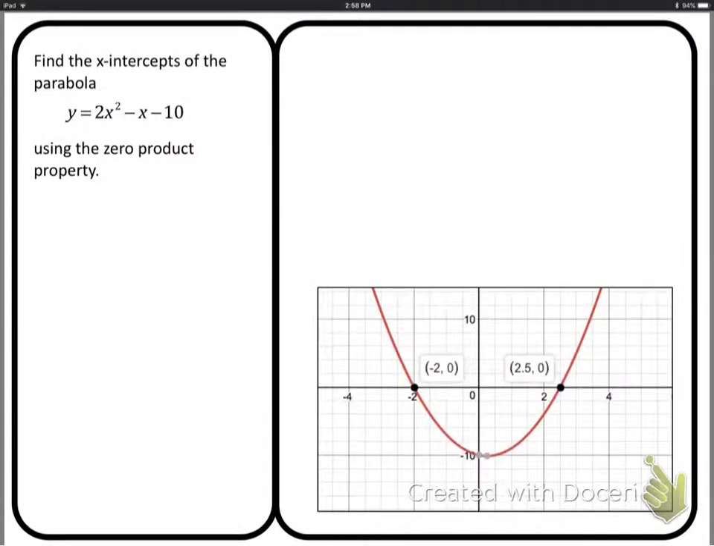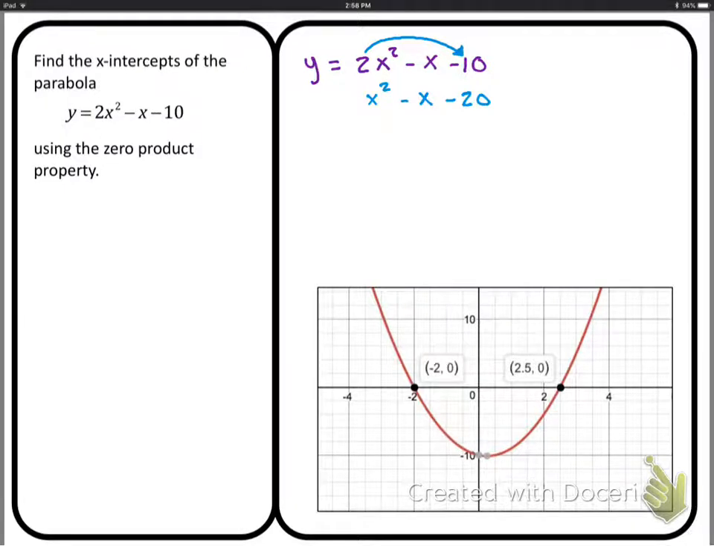Let's go to example 2. Remember that we're still using factoring. We've got y equals 2x squared minus x minus 10. In this situation, a is not 1, so we have to start by multiplying a times c. We're going to rewrite this as x squared minus 10 minus x. Now, 2 times negative 10 gives me a negative 20.